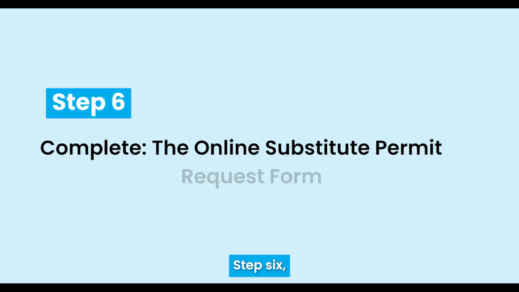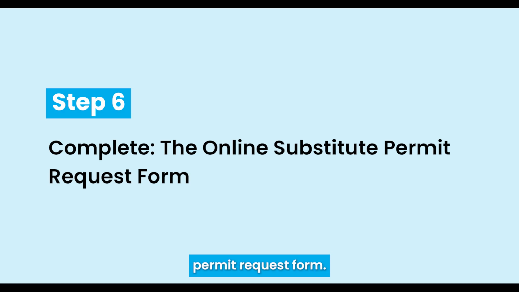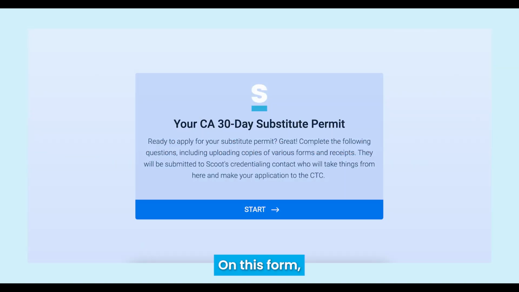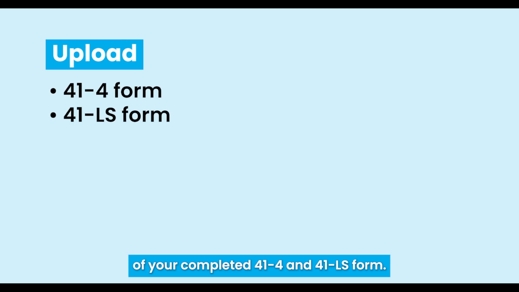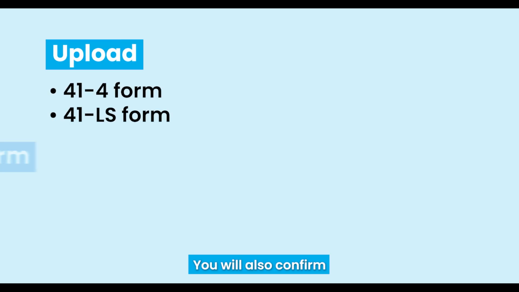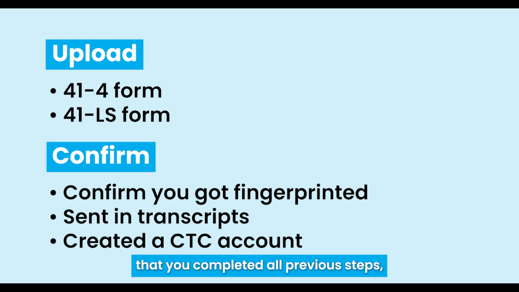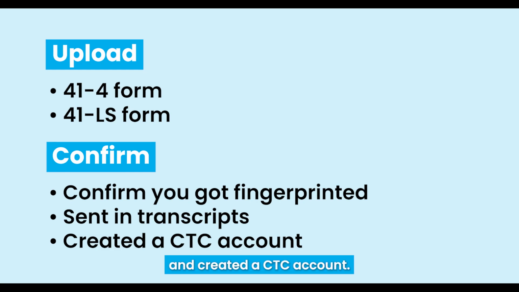Step 6. Complete the online substitute permit request form. On this form, you will upload digital copies of your completed 41-4 and 41-LS form. You will also confirm that you completed all previous steps, that you got fingerprinted, submitted transcripts, and created a CTC account. Once you upload your files and submit your application, our credentialing contact will be notified and begin to review and process your application.